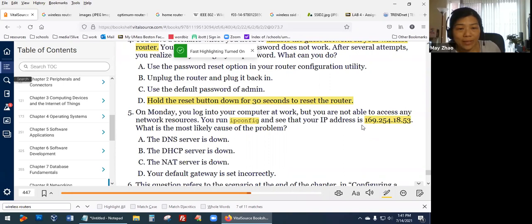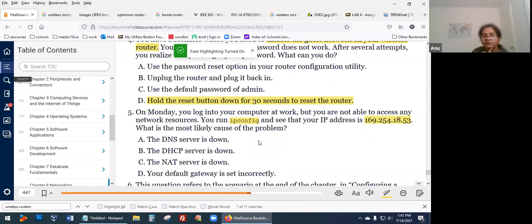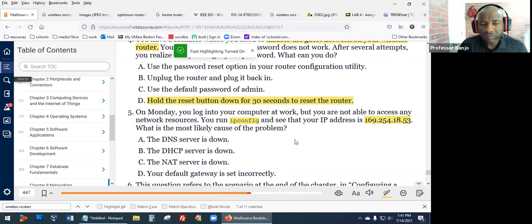I have no idea. I think it is the NAT. Network C. Server is down. The NAT server is down. NAT server. Oh, it is. All right, so. Yes. Yep. Is the DHCP server down?